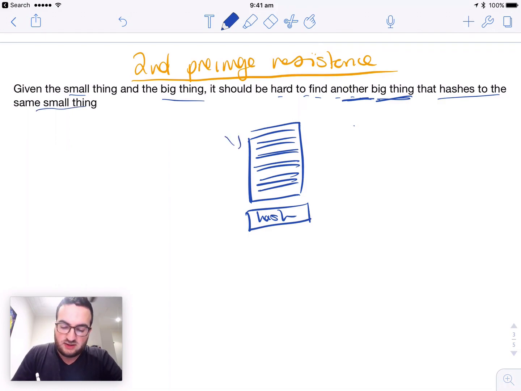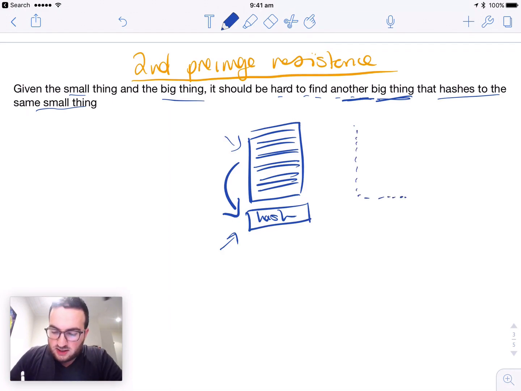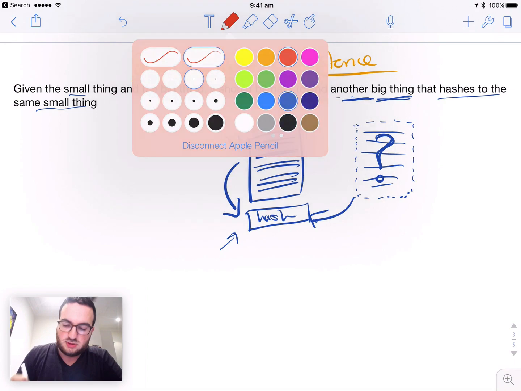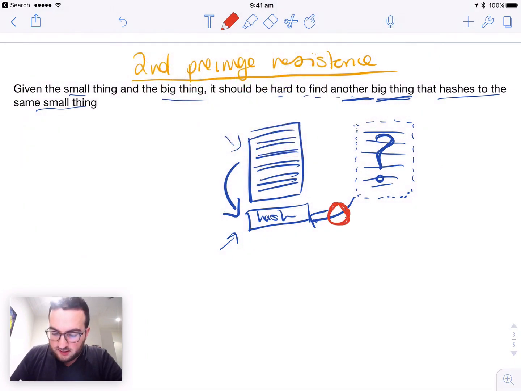So that means I give you this. I give you the hash. You can compute that. That's totally fine. In fact, I'll get rid of the circle. Everyone can do that. Everyone knows the hashing algorithm. But it should be really, really hard to find another document here that has the same hash. Should be impossible. It's not impossible, but it should be really, really hard. No, forbidden. Should be hard to find one.